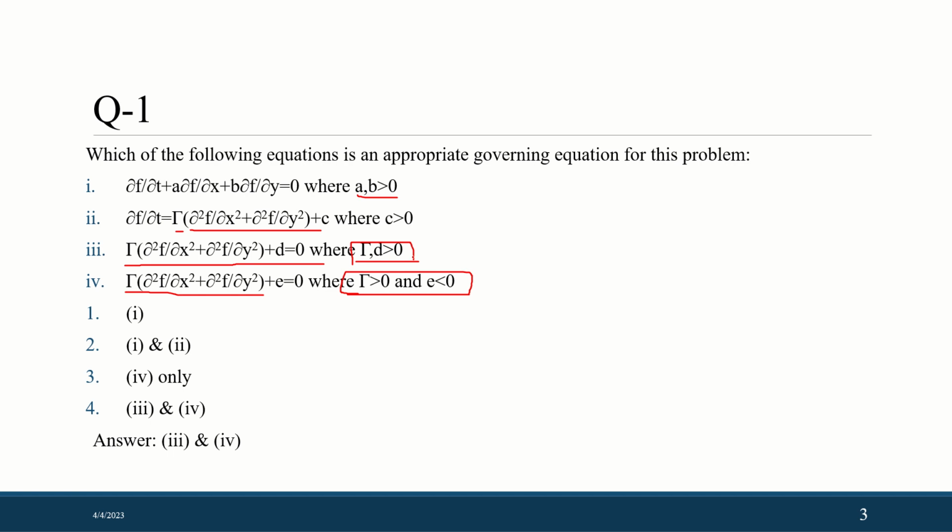The difference between these two equations is that d is greater than 0 here and e is less than 0 here. So we know the answer to be these two, 3 and 4. Option 1 says 1, 1 and 2, or 4 is right, but along with that 3 is also right. So the answer to this is 3 and 4. We will see how this is in the next slide.